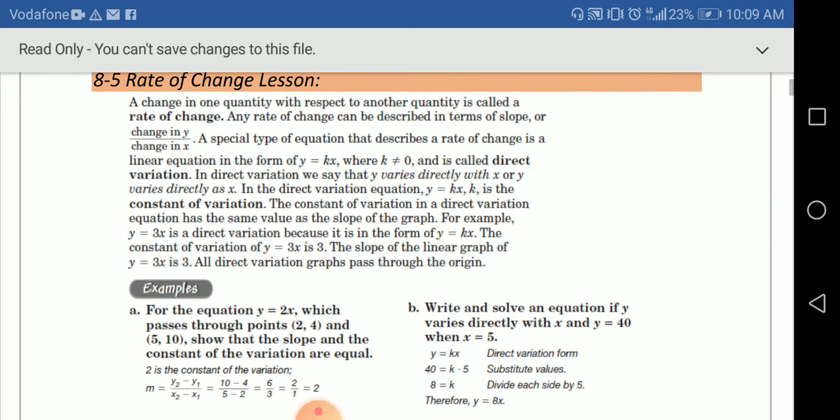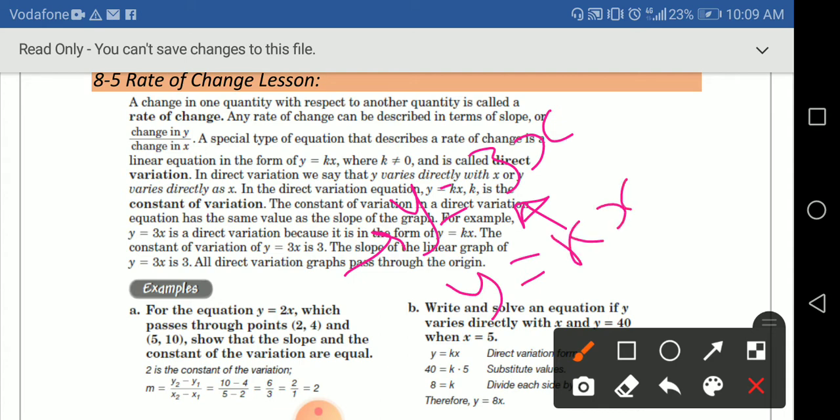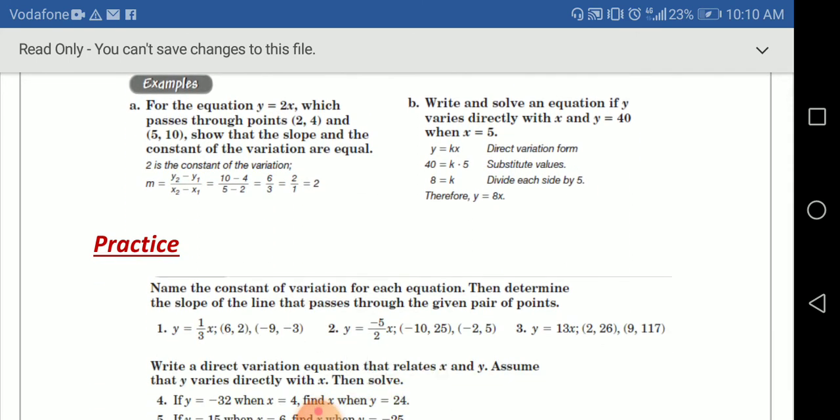So if I have this example, y equal 3x, this is direct variation. Why? Because you have here 3, it's fixed. We have here y equal the same as kx. Okay, guys? The slope of the linear graph of y equal 3x is what? Here the slope is 3. All direct variations pass through the origin. Let's see the questions, how it comes. But I needed to explain this before I go to the examples.